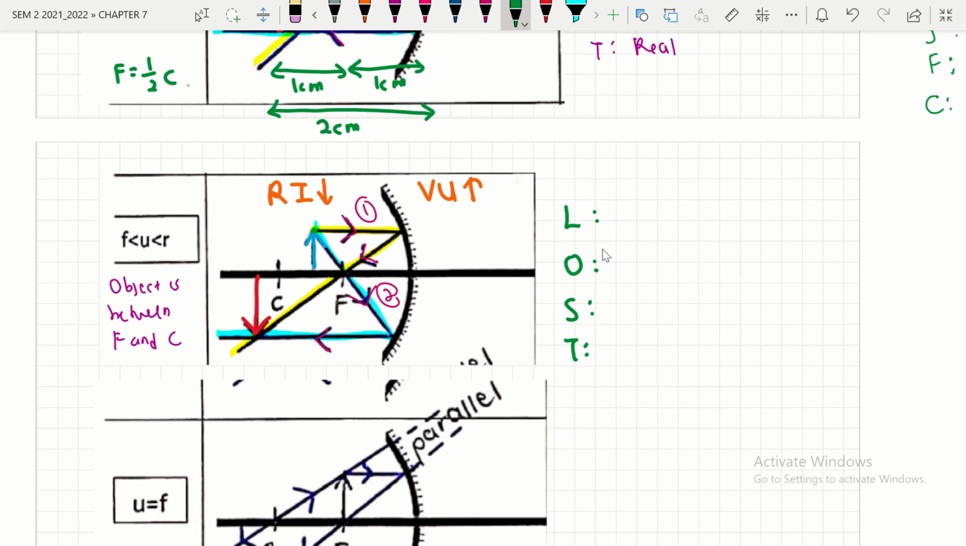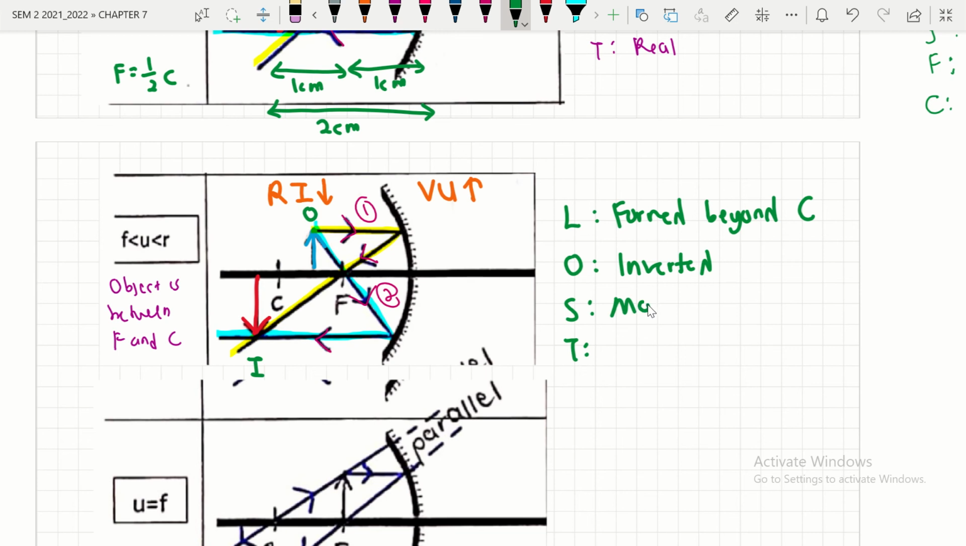Location of image dekat mana? Dia form beyond C, jauh daripada center of curvature. Orientation dia in front of mirror. Jadi, dia adalah inverted. What about the size of the image? Ni objek kan? So, ini image awak. So, what about the size of the image?